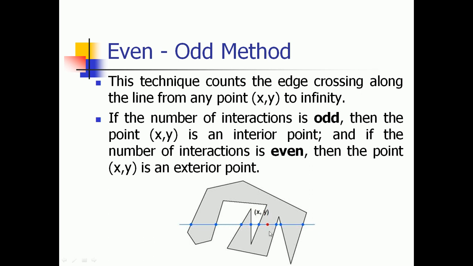So from this figure we can see that for the point xy, the number of intersection points on the left side is 5: 1, 2, 3, 4, 5. And at the right side the number of intersections is 3, that is 1, 2 and 3. So in total the intersections are 8. From both the ends the number of intersection points is odd. So the point is considered within the object, right? When this is odd, then it is inside the polygon.